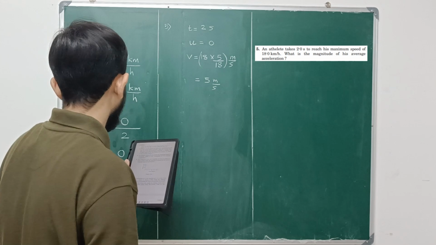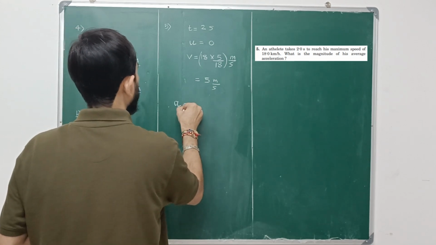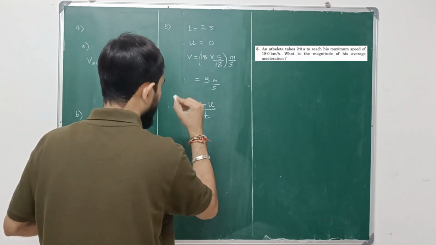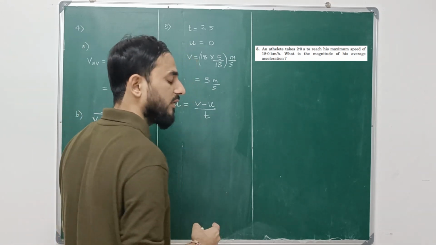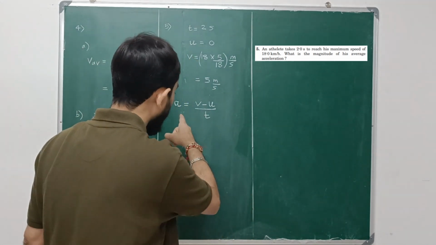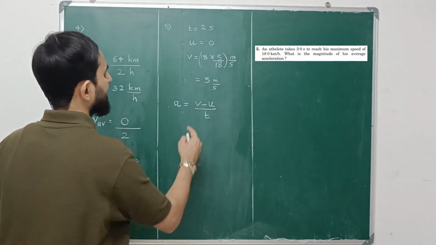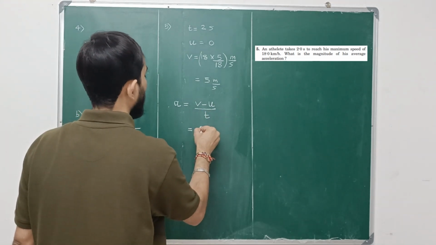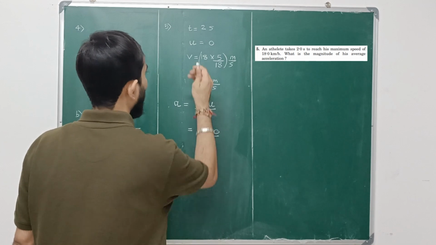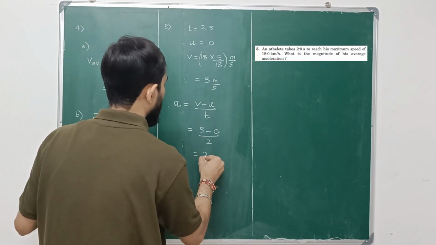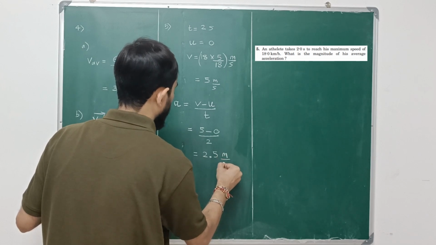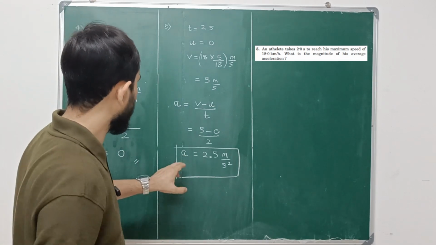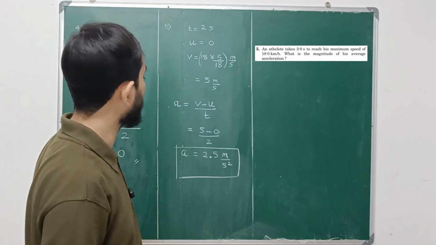Now, what is the magnitude of his average acceleration? Straightforward, students. How do you calculate acceleration? This is v minus u divided by t. In case you don't know, you can write the first kinematical equation and solve it in 2 steps to obtain this. Acceleration is basically change in velocity per unit time. v minus u divided by t. Sir, what is v? 5. What is u? 0, divided by how much time? 2. 5 by 2 is 2.5 meter per second square. So this is the magnitude of acceleration, sir. As per the data, I got the value: a is equal to 2.5 meter per second square.